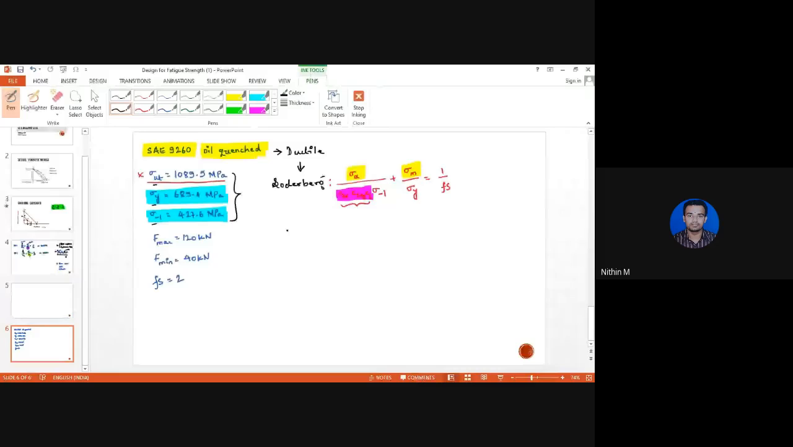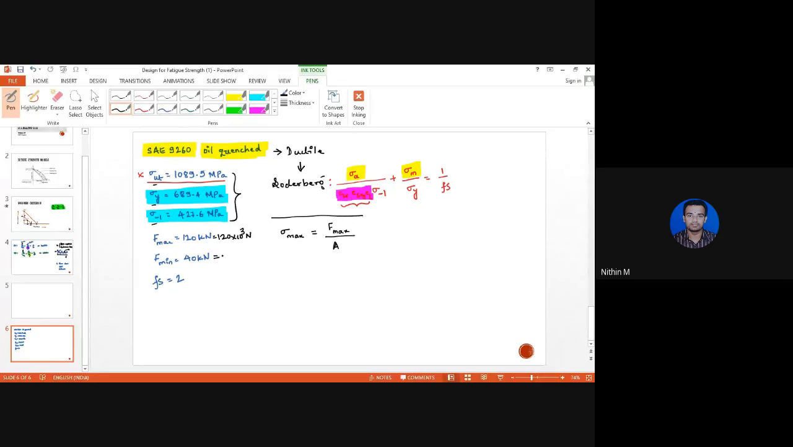So how do you calculate the value of sigma A? In order to calculate sigma A, I should know the maximum stress and minimum stress induced in the component. Now, what is the formula to calculate the maximum stress induced in the component? Let me call it sigma max. Since the load is tensile in nature, the maximum stress induced will be the ratio of maximum force applied to the component divided by the cross-sectional area. Now, what is F max? F max is given to be 120 kilonewtons, which is 120 into 10 raised to 3 newtons.